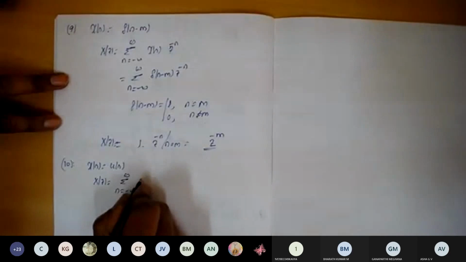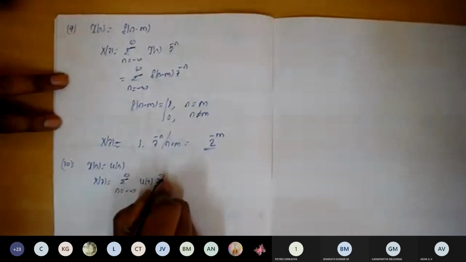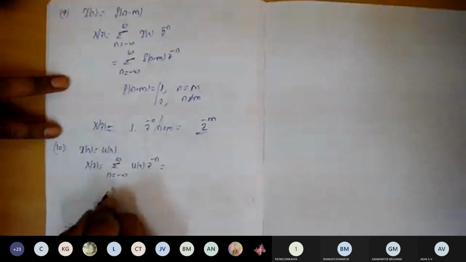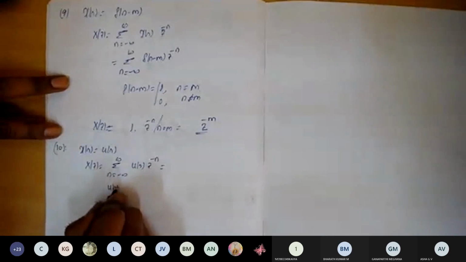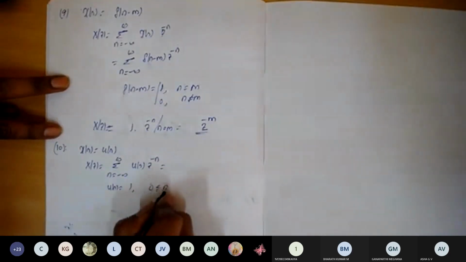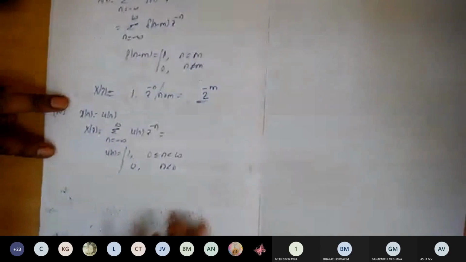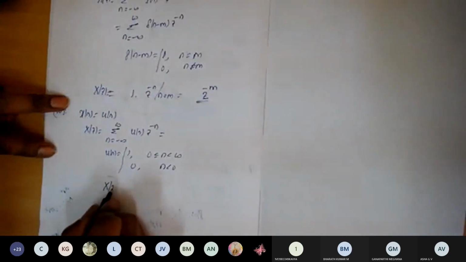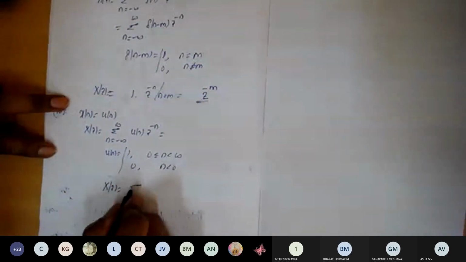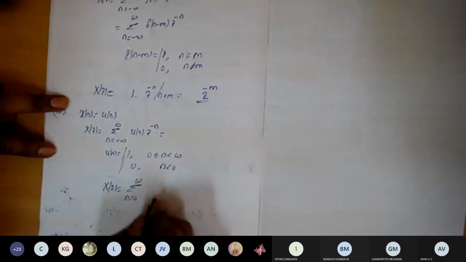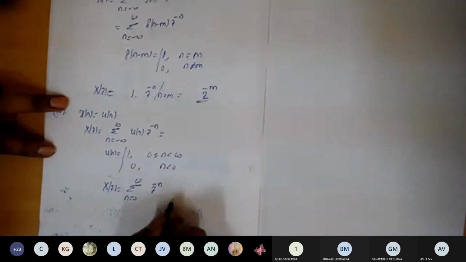Summation from minus infinity to plus infinity, x of n, which is u of n, into z to the power of minus n. So we know that u of n is equal to 1 for 0 less than or equal to n less than infinity, and 0 for n less than 0. Okay, so we'll write X(z) equals, changing the limit here, summation n equal to 0 to infinity, z to the power of minus n.